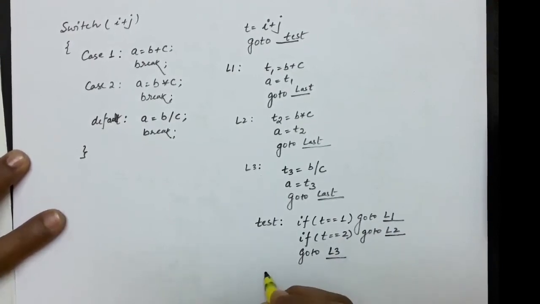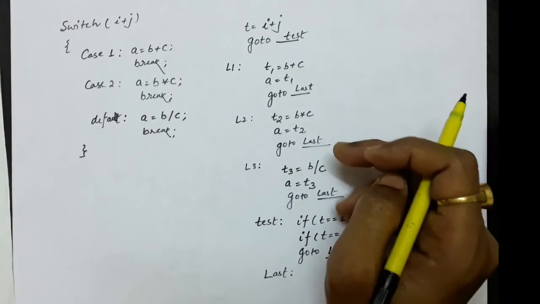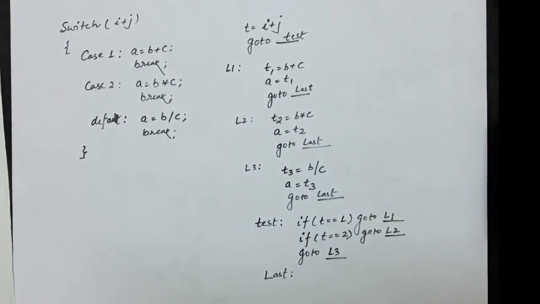Okay, and after this, the last level. We are defining this last level because after executing case 1 or case 2 or the default, it has to come out of the switch case construct. So this way the switch case construct can be written.